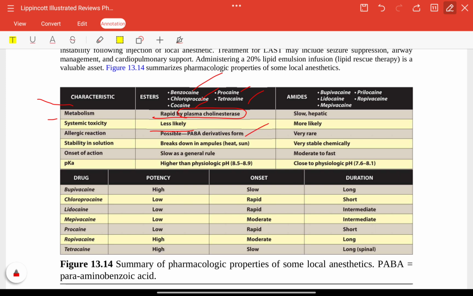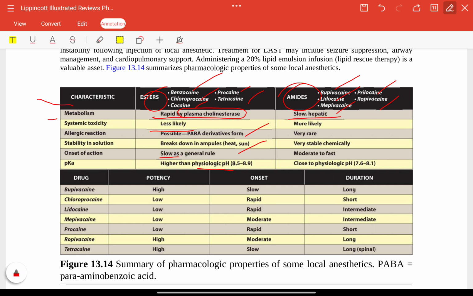Stability in solution: breaks down in light, heat or sun. Ampules will break down if subjected to heat or sun. Onset of action is slow. pKa is higher than the physiologic pH. These were the esters. Now, amides: bupivacaine, lidocaine, mepivacaine, prilocaine, and ropivacaine.